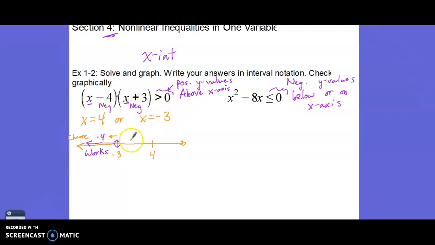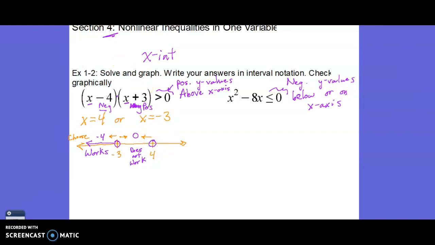It's greater than 0. So then choose a number between negative 3 and 4. The easiest option in this case would be 0. Well, if I plug in 0 minus 4, I still get a negative, but 0 plus 3 is now a positive. And what happens when I do a negative times a positive? I get a negative, so this does not work. So we don't want that answer.